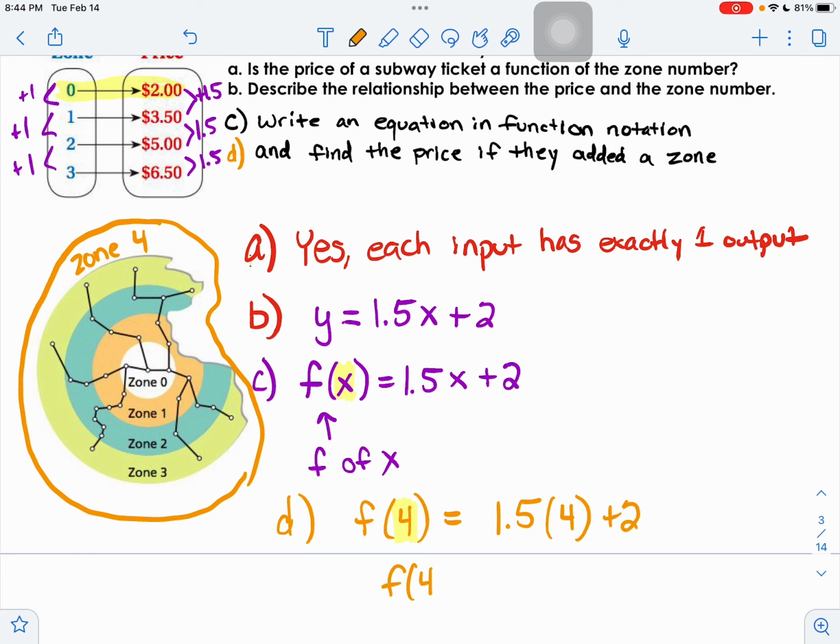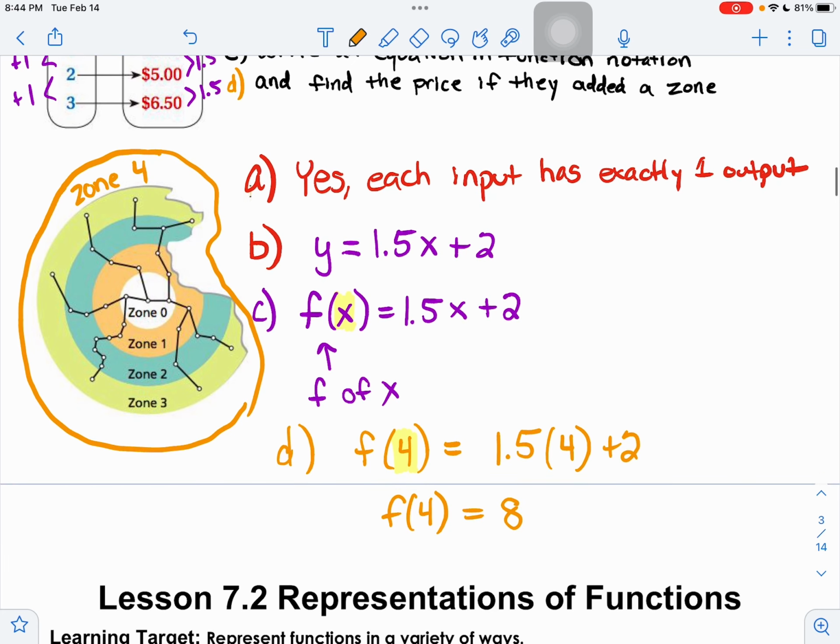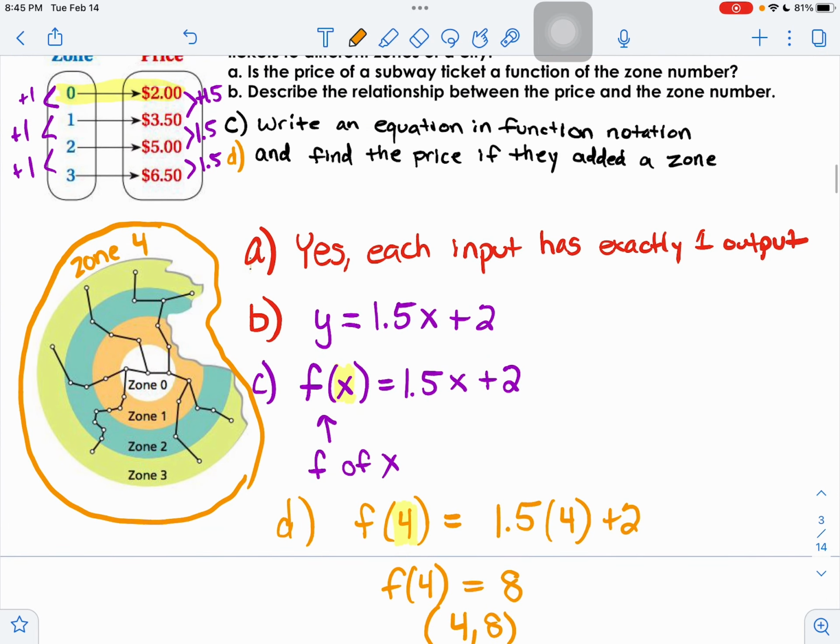So f of 4 would equal 6 plus 2, which is 8. Okay, which is just telling me that this ordered pair is 4, 8. Or this value in the mapping diagram is 4, 8.